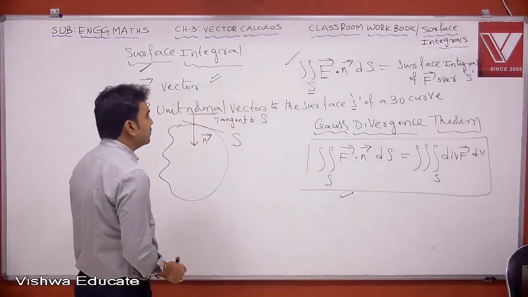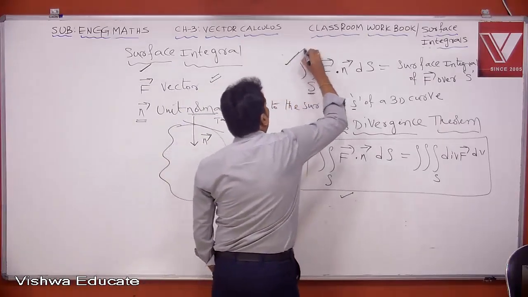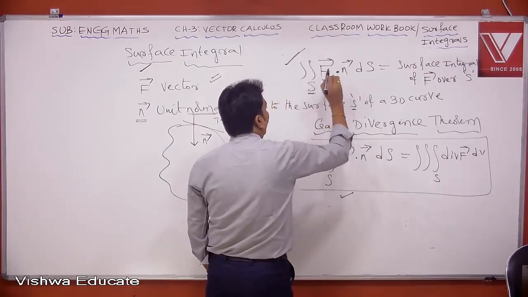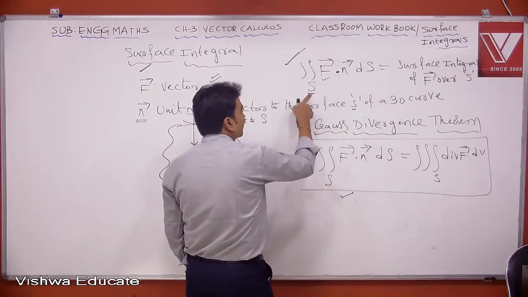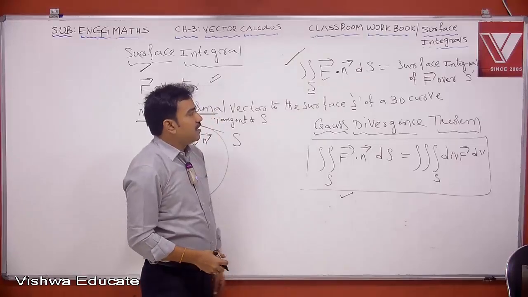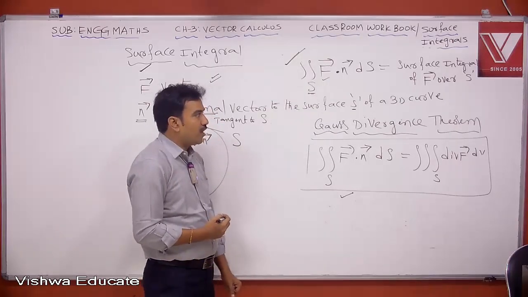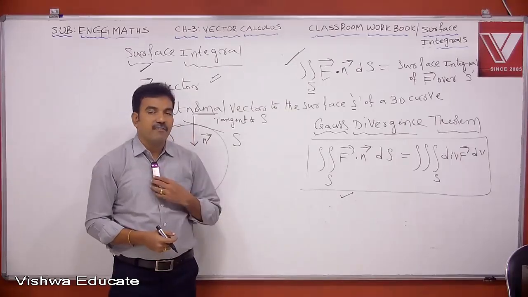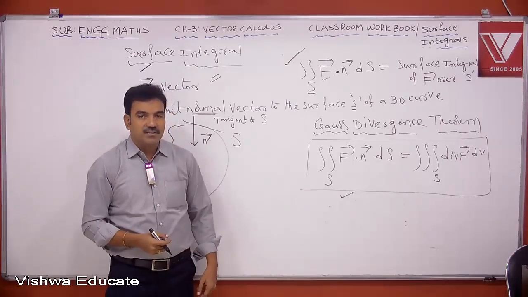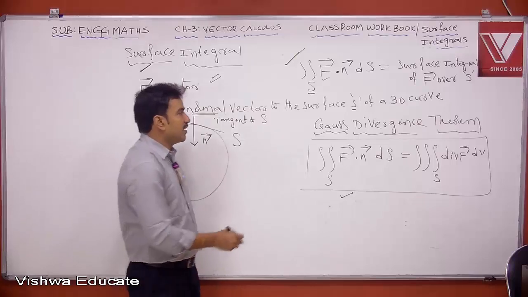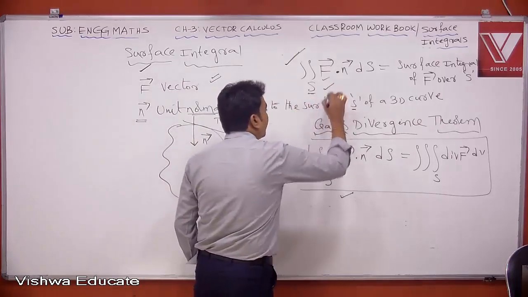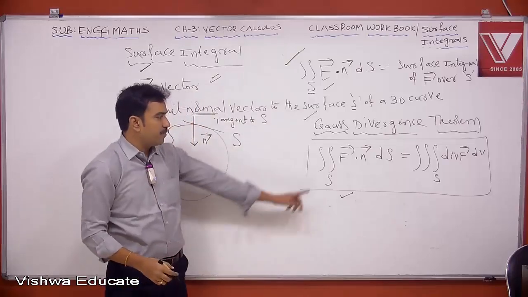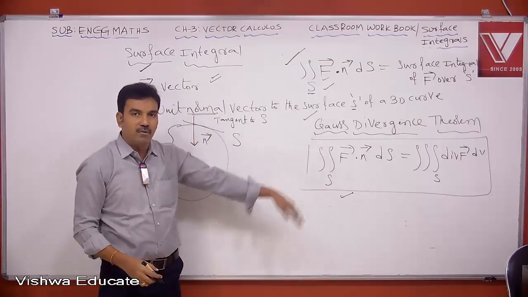Then the double integral f bar dot n bar ds over S is called the surface integral of f bar over the surface S. So always remember that this is the standard form of a surface integral. Next, write the Gauss divergence theorem. Statement of Gauss divergence theorem. Very, very powerful.